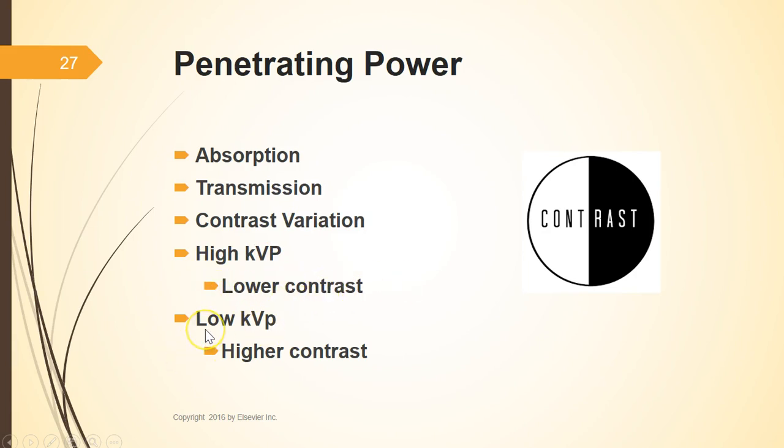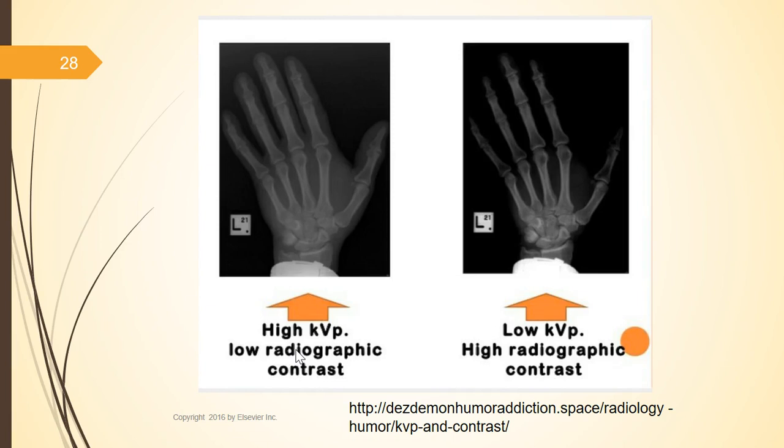When low kVp is used, the X-ray beam penetration is decreased, resulting in more absorption, less transmission, so there's more variation in the exiting beam. This produces a higher contrast. Low kV, higher contrast. These are some rules that you need to get into your head and memorize because you'll be asked it over and over again.